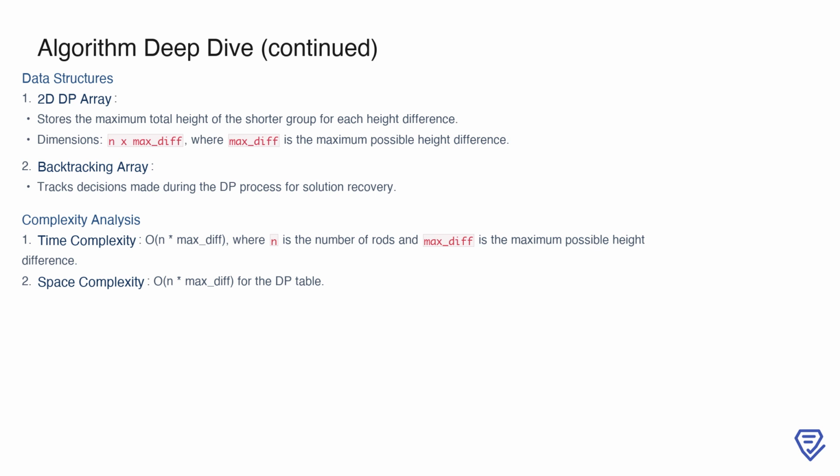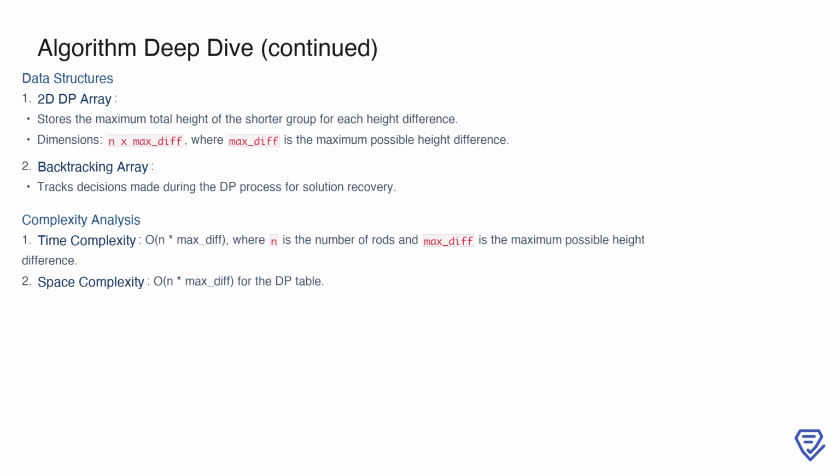In terms of complexity, the time complexity of this approach is O(n * max_diff), where n is the number of rods and max_diff is the maximum possible height difference. This is a significant improvement over the exponential complexity of the brute force approach. The space complexity is also O(n * max_diff), due to the dp table. Overall, this optimized algorithm strikes a balance between efficiency and clarity, making it a practical solution to an otherwise computationally challenging problem.